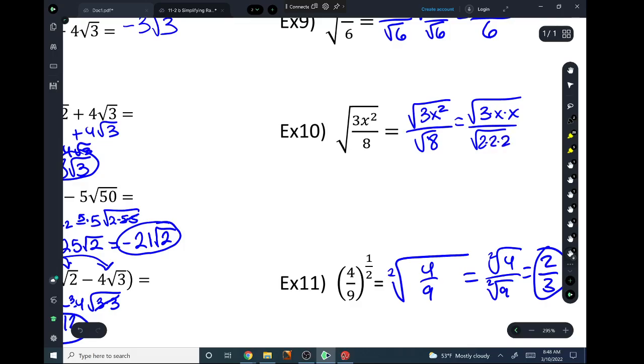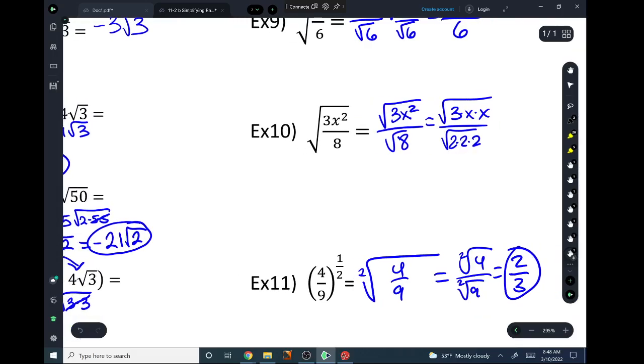2, 2, 2, yeah? All right, so let's take out pairs. Take out an x, right? Take out a 2. Okay, so now I'm going to write it down here. I get x root 3 over 2 root 2.